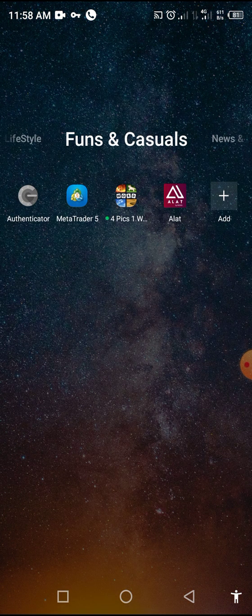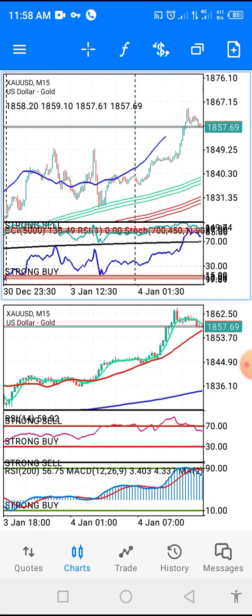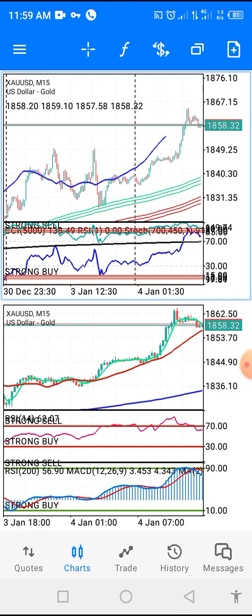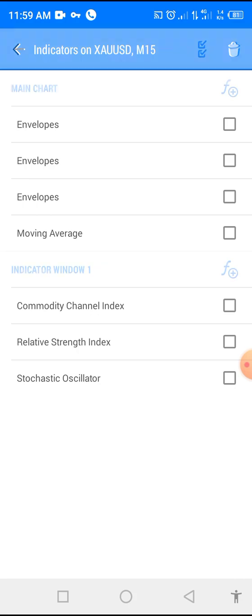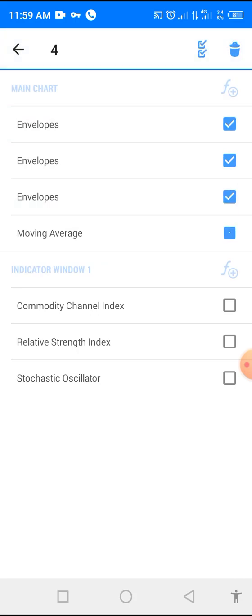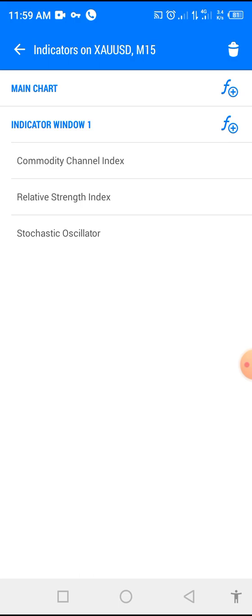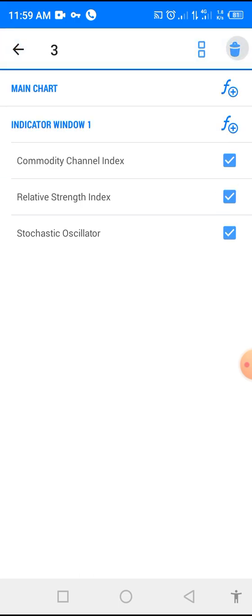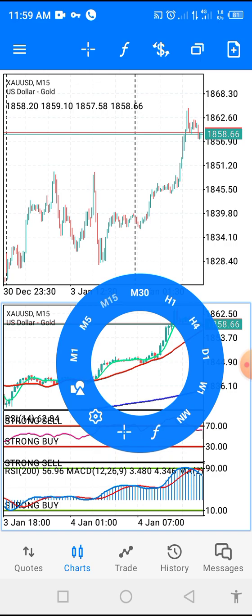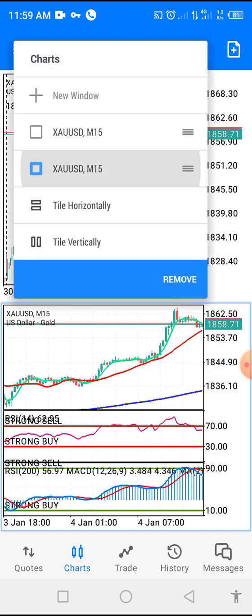If you have your MetaTrader 5 platform or application, you can just open it. I use forex. For those out there, if you don't know, forex is a very recommendable app I will recommend for each and every one of you. So let me just clear my charts. I just cleared my charts, and I also cleared my window.